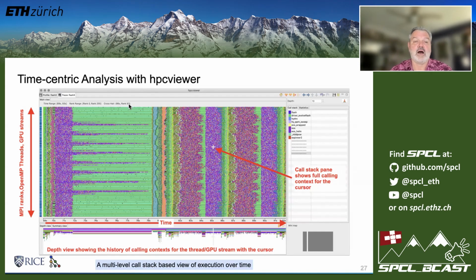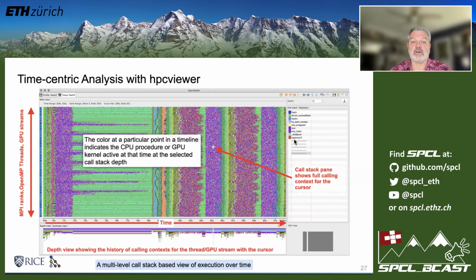So what this says is that on rank 93 at 86 seconds into the execution, this is the call stack. And the color that's at a particular point on the timeline indicates the CPU procedure or GPU kernel that's active at that time at the selected call stack depth. On the left, you can see that there are these long purple spikes. And what this indicates is that this initialization phase is doing some computation that's represented by purple. If I want to find out what this is, I could just select over here, and it would tell me what the calling context is for that.